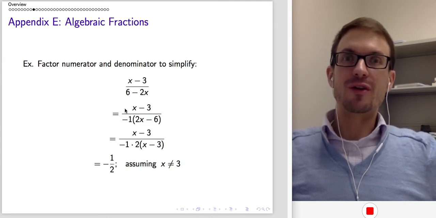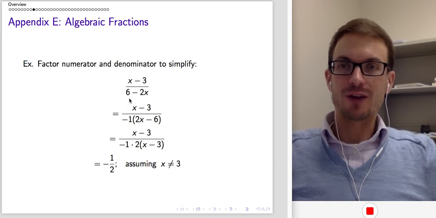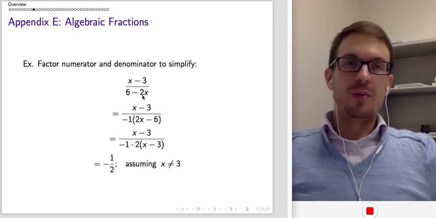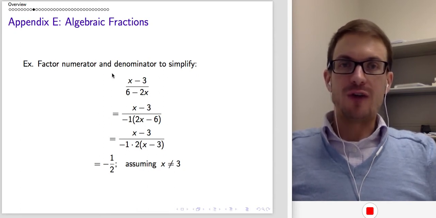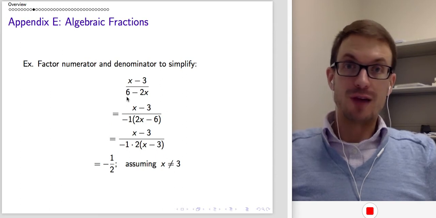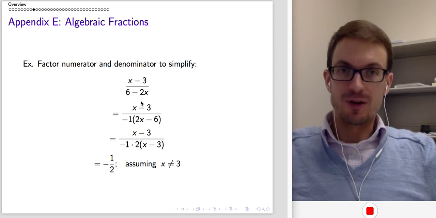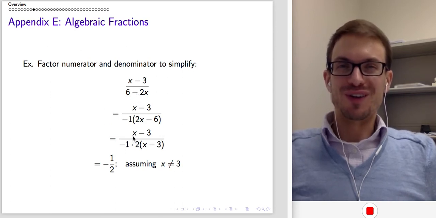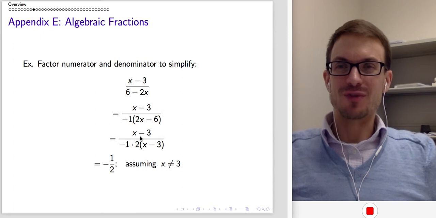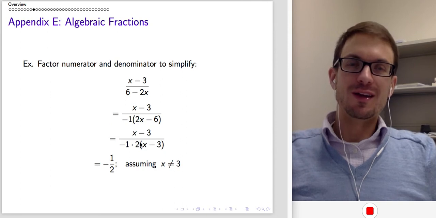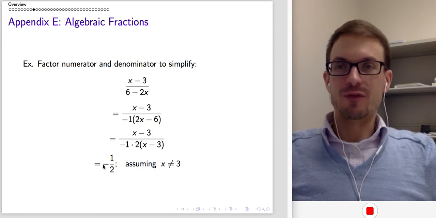Okay. Here's another one. Let's factor the numerator and denominator to simplify. So we have x minus 3 divided by 6 minus 2x. There's a couple of different ways to do this. What I decided to do is factor out a minus 1 first, because we're going to do a lot of factorization that involves bringing out a minus 1. You could have done something different. Ultimately, hopefully, we're going to get something that looks like this. X minus 3 divided by minus 2 times the quantity x minus 3. We can cancel our quantity x minus 3, and we're left with minus 1/2.